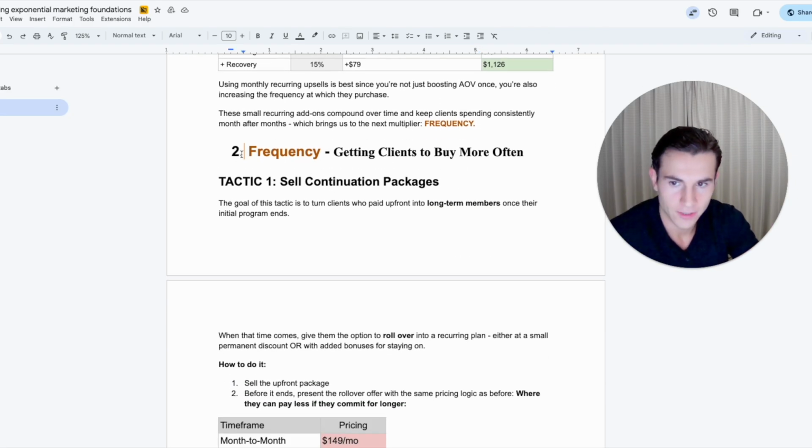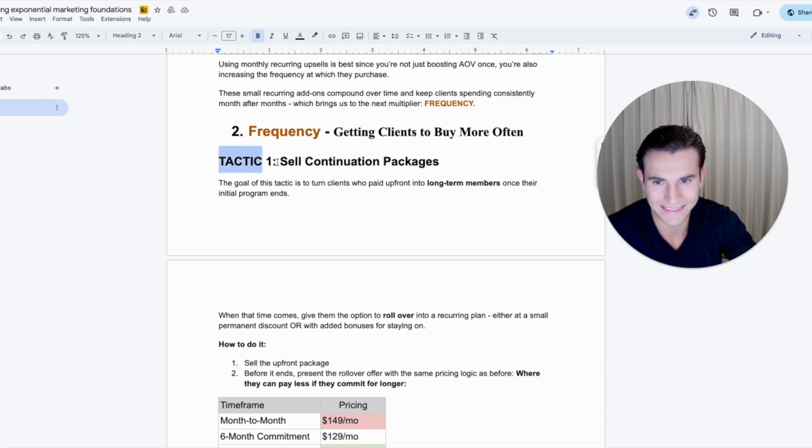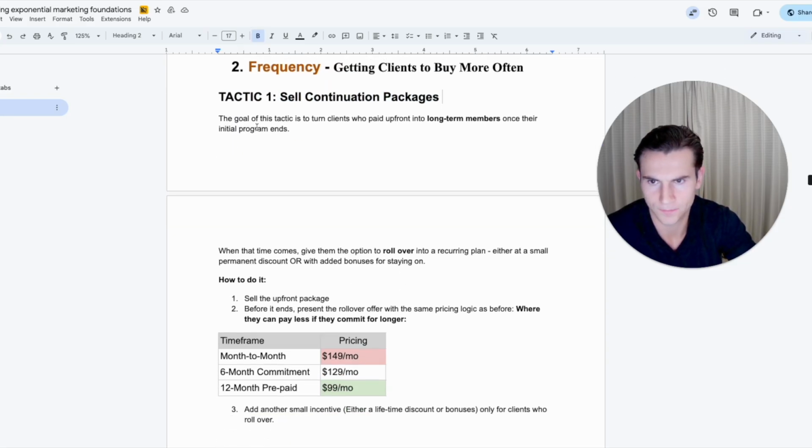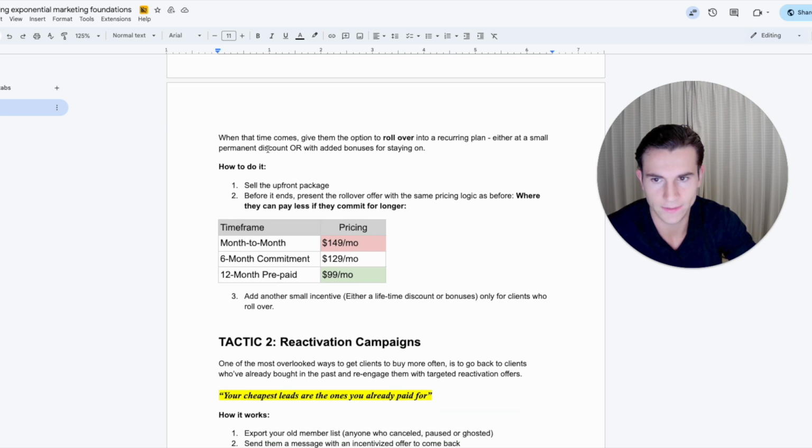Cool. Okay. So that brings us to point number 2, which is frequency, getting clients to buy more often. Self-explanatory. Okay. So tactic number 1 is sell continuation packages. The goal of this tactic is to turn clients who paid up front into long-term members once their initial program ends. So when that time comes, give them the option to roll over into a recurring plan, either at a small permanent discount or with added bonuses for staying on.